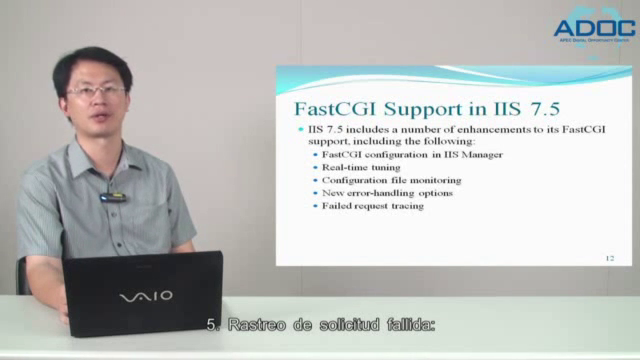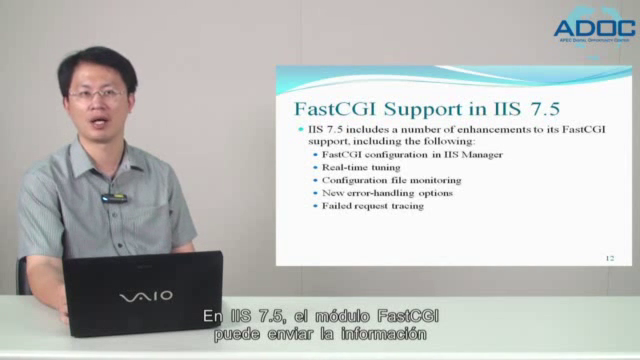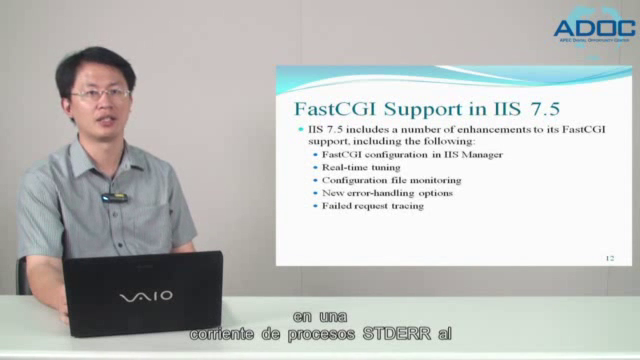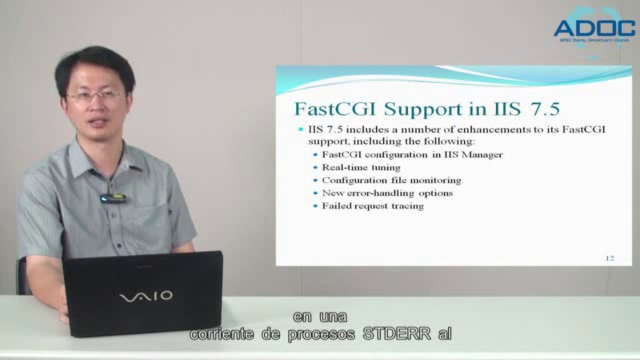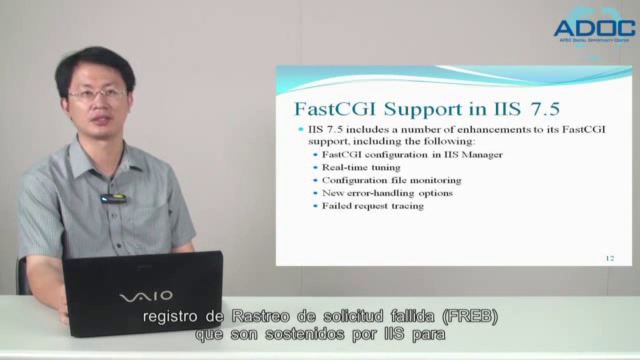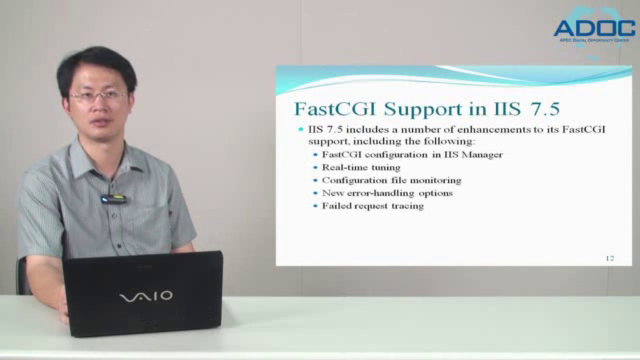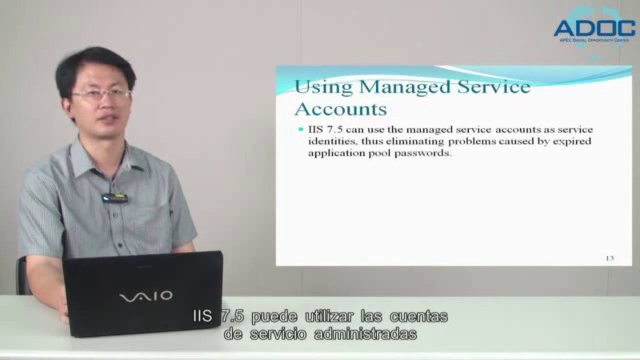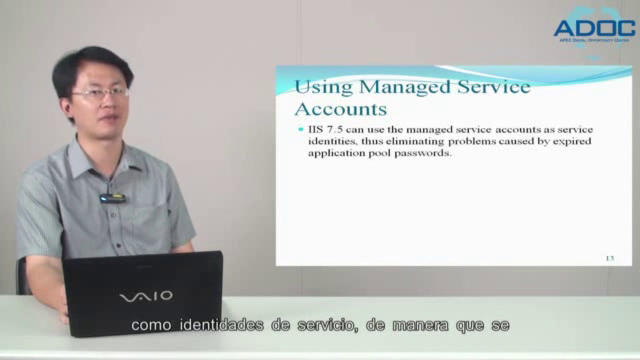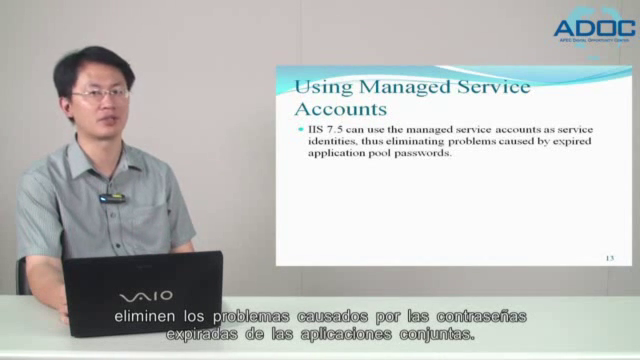Fifth, failed request tracing. In IIS 7.5, the FastCGI modules can send the information in the process std error strings to the failed request tracing (FREB) logs maintained by IIS for debugging purposes, as long as failed request tracing is enabled. IIS 7.5 can use the managed service accounts as service identifiers, thus eliminating problems caused by expired application pool passwords.